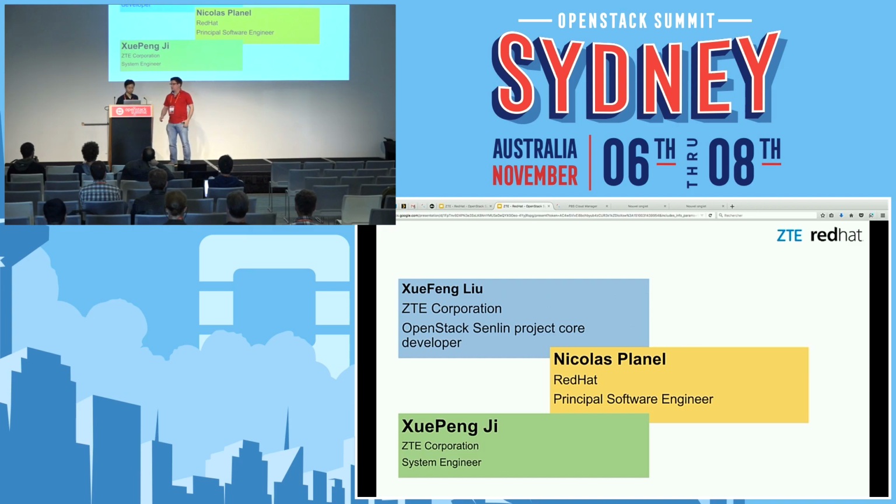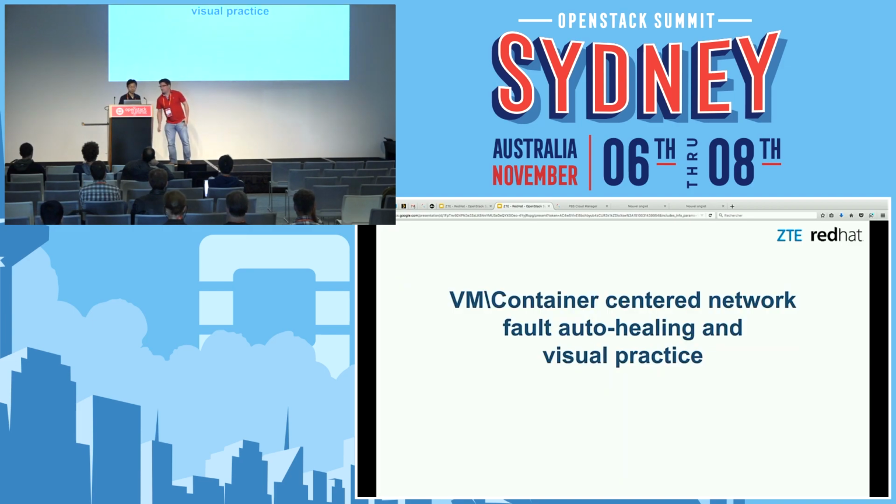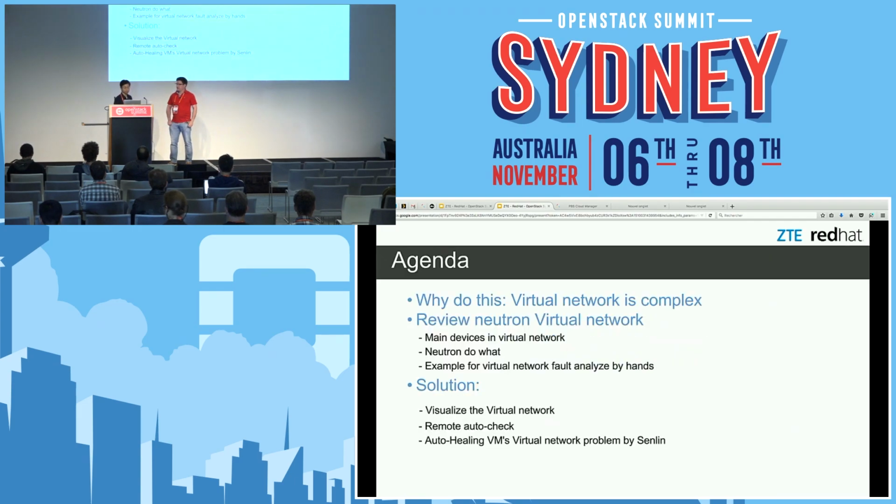And today we plan to present the VM-Container centered network's fault auto-healing and visual practice. So the agenda is why we do this: because virtual network is complex, so we will review Neutron virtual network first, and next we will give a solution for this.